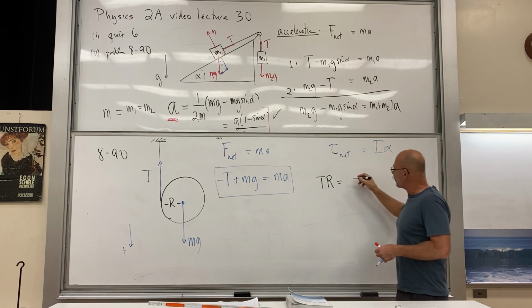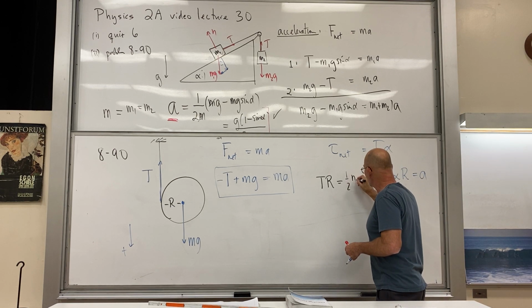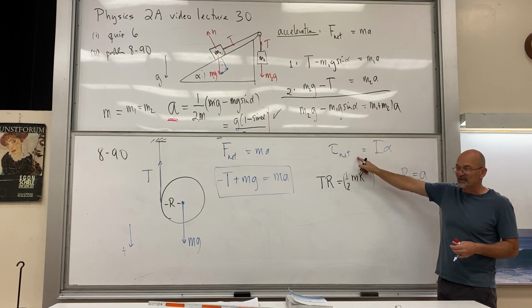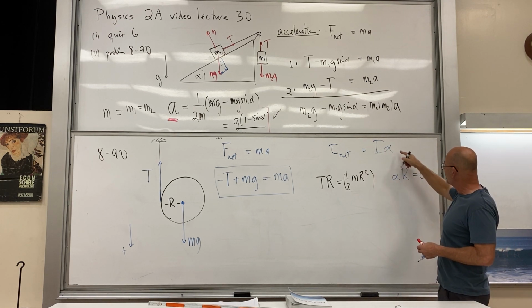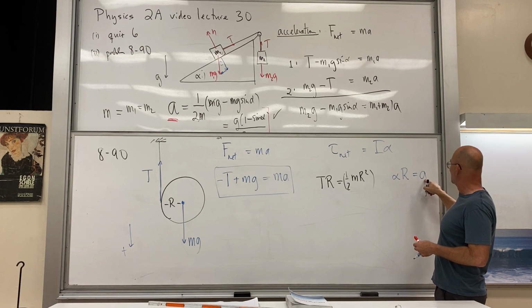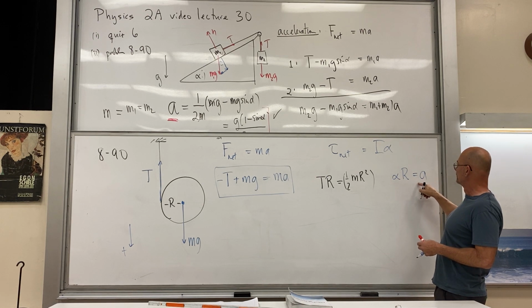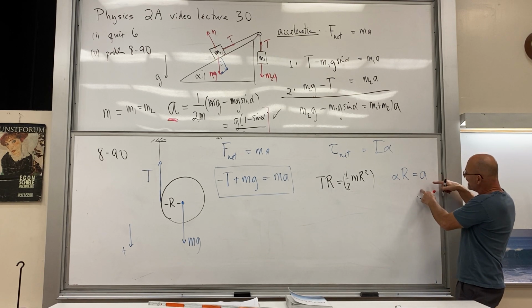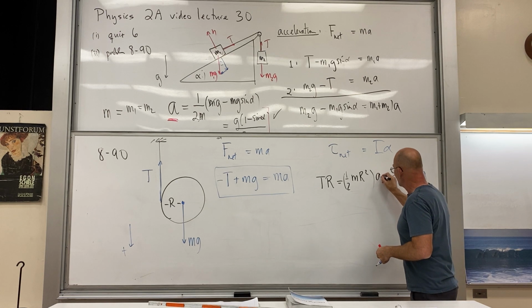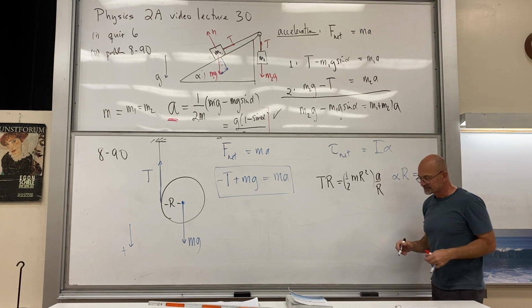I is 1/2 mr squared, the moment of inertia of a disk, okay? And then alpha is A divided by R right here. Divide both sides by R, so we have A divided by R.